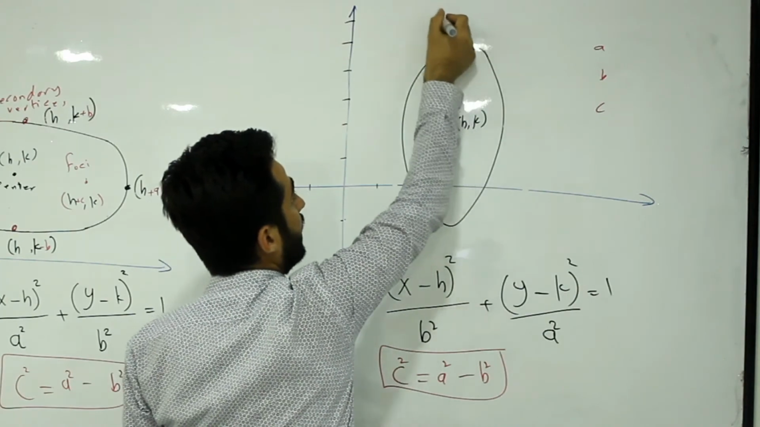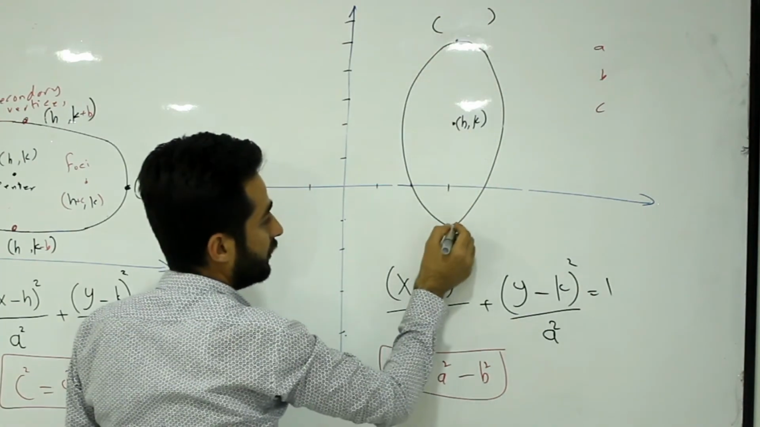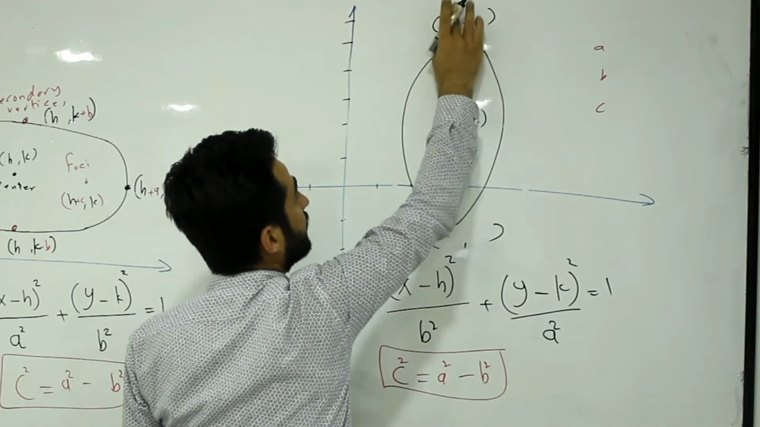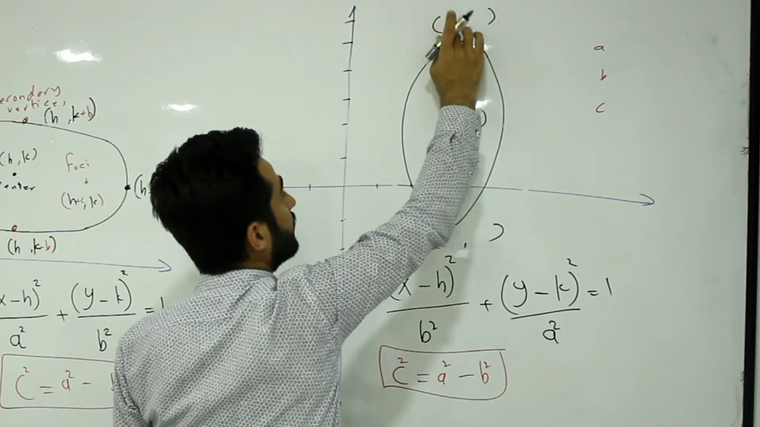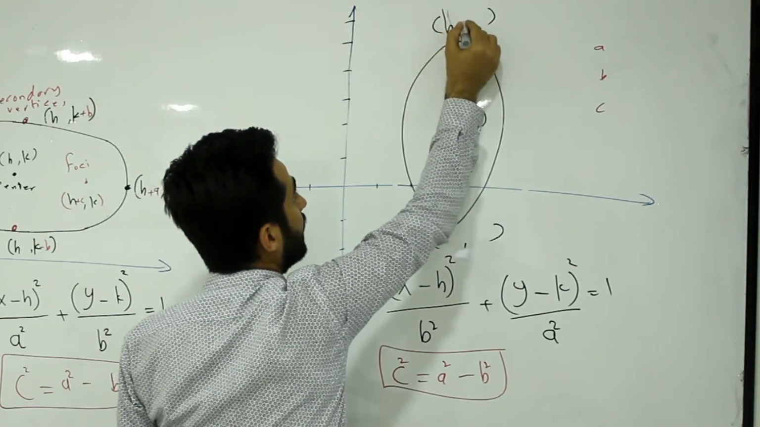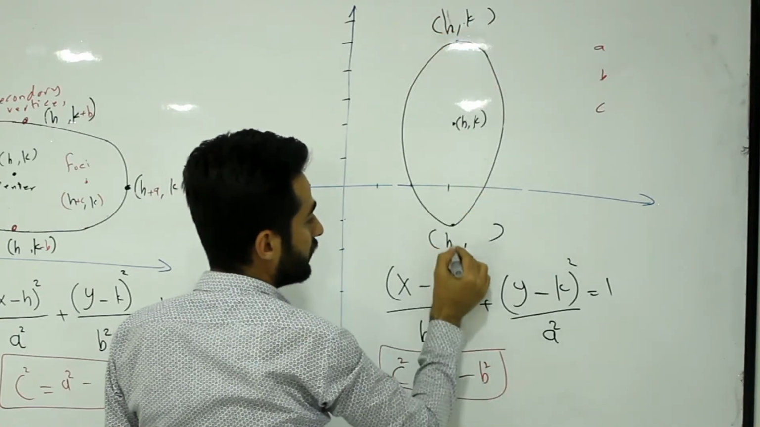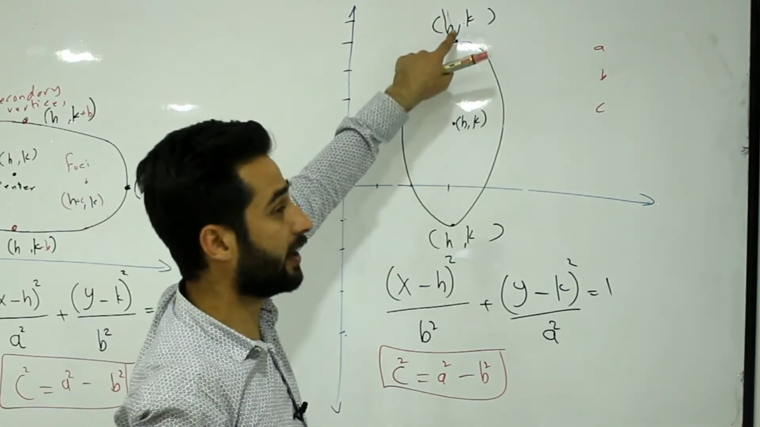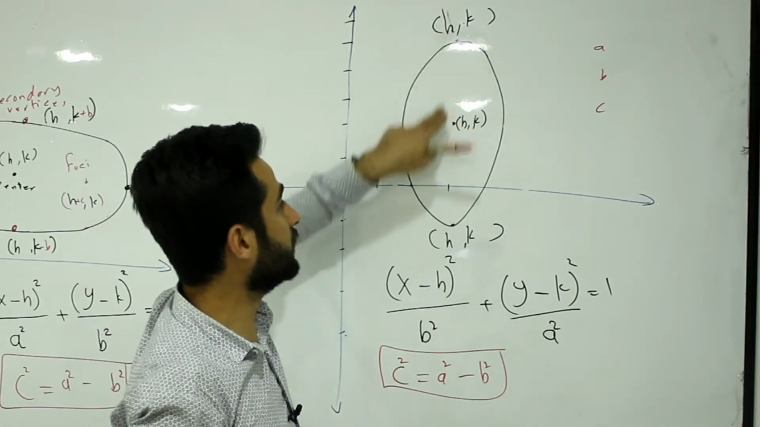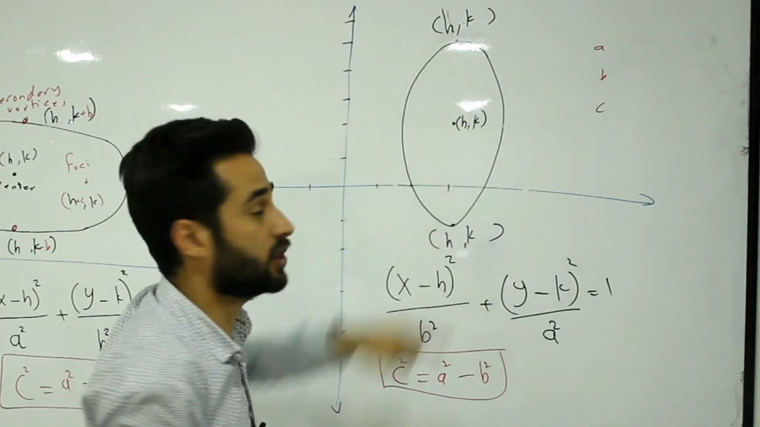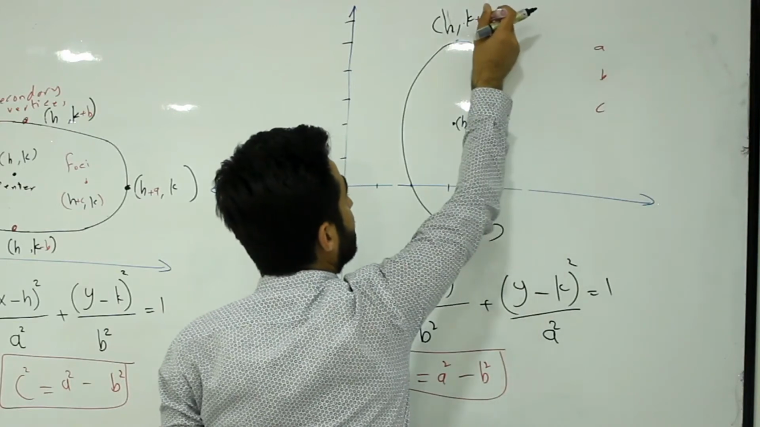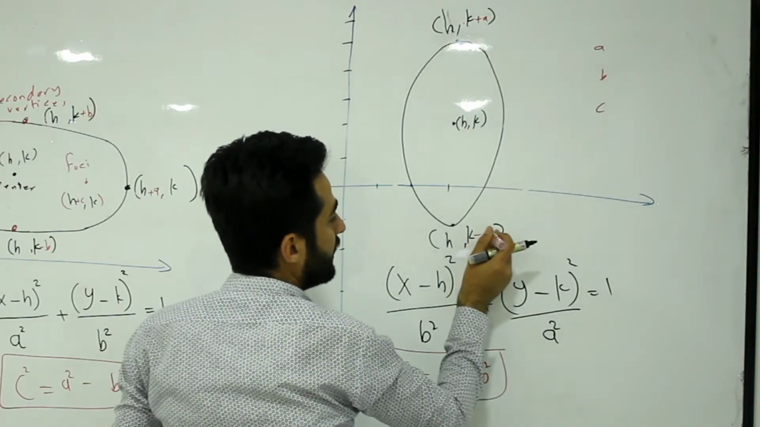So here we have a point, and here we have a point. We have h and k. Which one changed? When we take this point upward, what is changed? Vertical change. So k will change. So we can say k plus a. For this one, we can say k minus a.